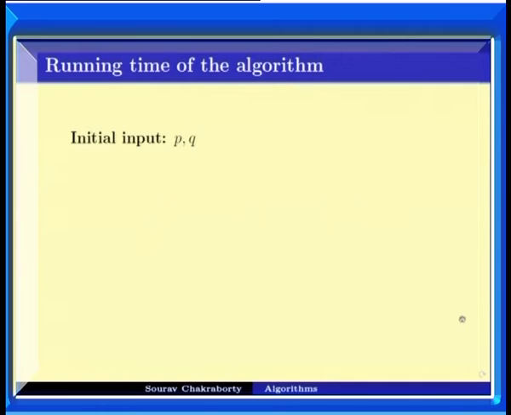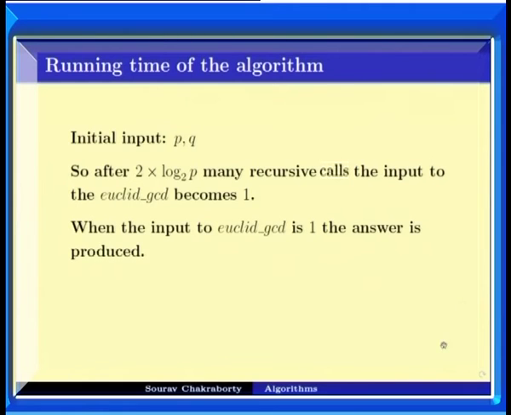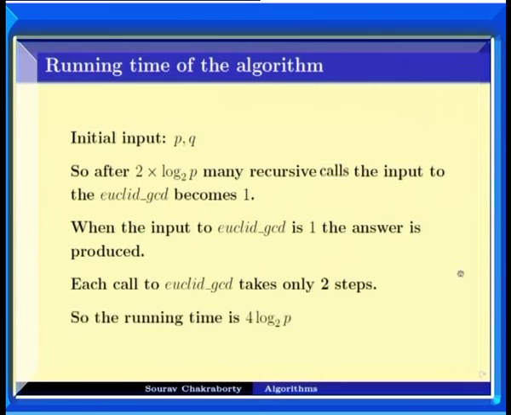Okay. When the input is p and q, after 2 times log p many recursive calls, the input to the algorithm becomes 1. When the input is 1, the answer is produced immediately, because 1 divides the other one, and thus each of the calls requires 2 steps. So the running time becomes at most, in fact this should be less than or equal to 4 times log p base 2. Why do I say it is less than or equal to?